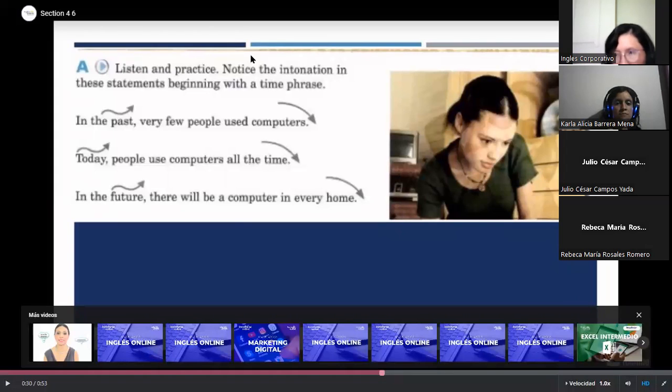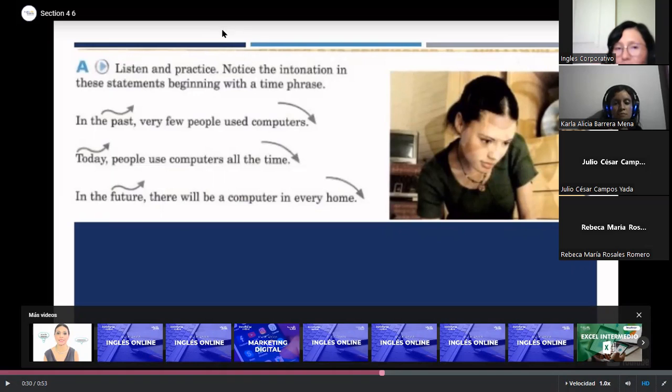Ahí baja la entonación. Entonces, con esas frases, cuando nosotros hacemos una frase para abrir el contexto o la oración que vamos a decir, vamos a darle un rising intonation. So, in the past. In the past. Today. Today. In the future. In the future.